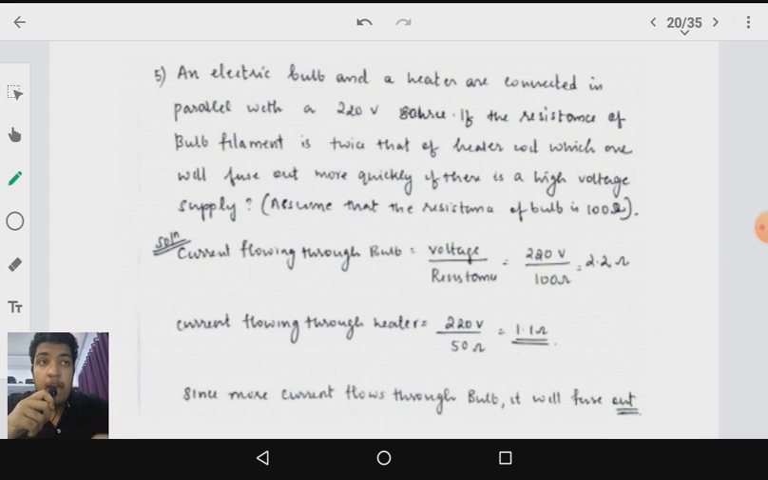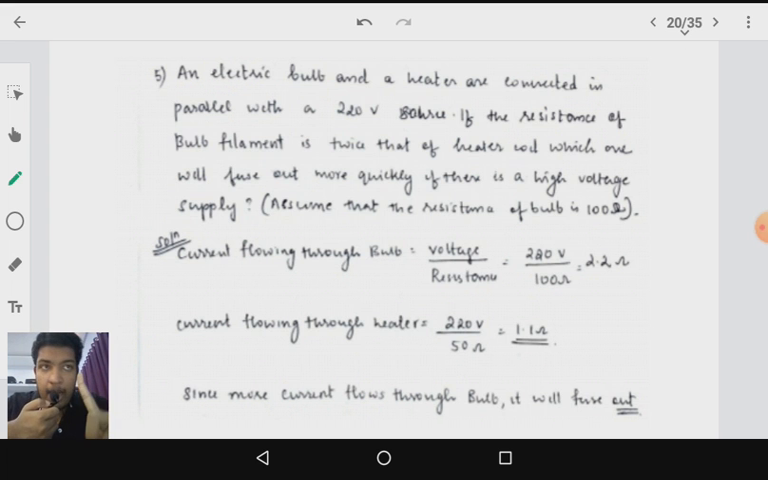An electric bulb and a heater are connected in parallel with a 220 volt source. If the resistance of the bulb filament is twice that of the heater coil, which one will fuse out more quickly if there is a high voltage supply? Assume that the resistance of the bulb is 100 ohm. Now this is a little difficult question, and this is specifically framed for the students who are preparing for competitive examinations. Here what is given?